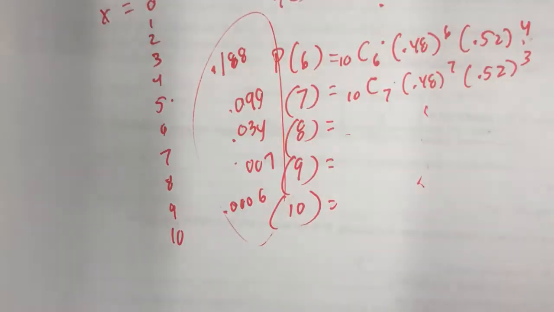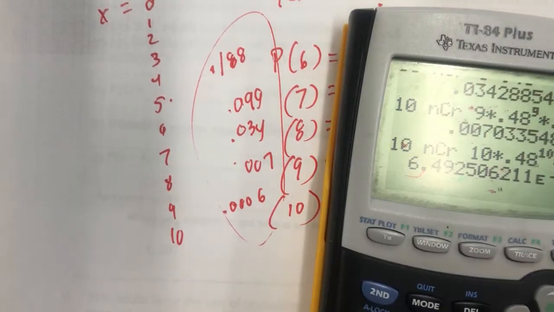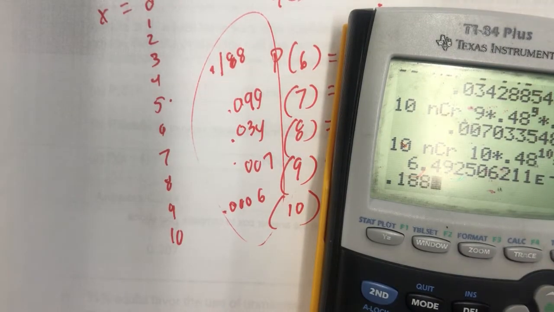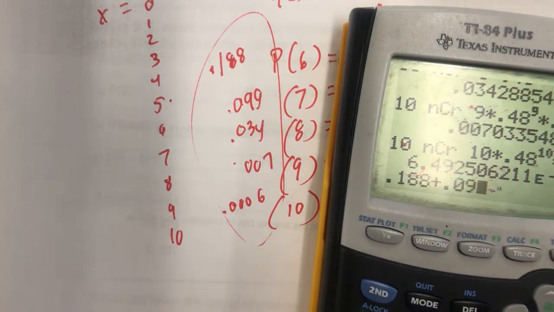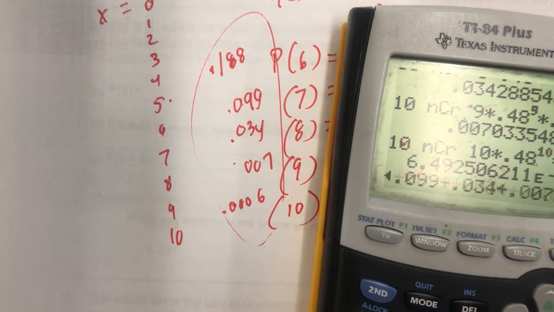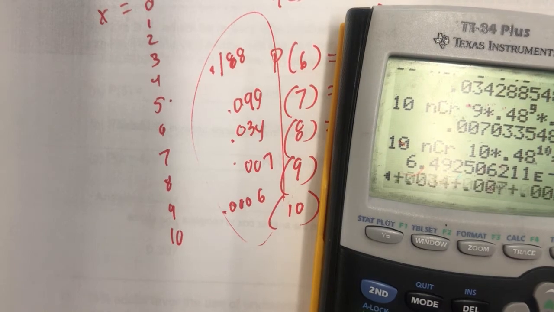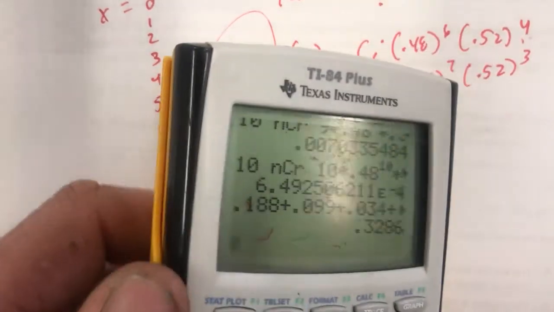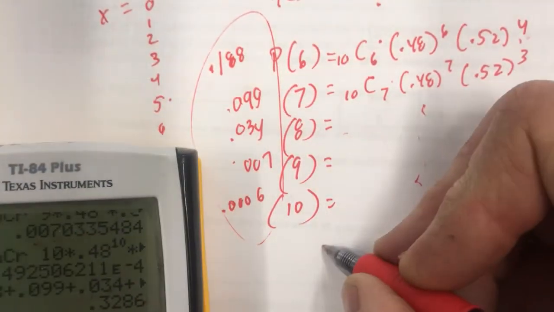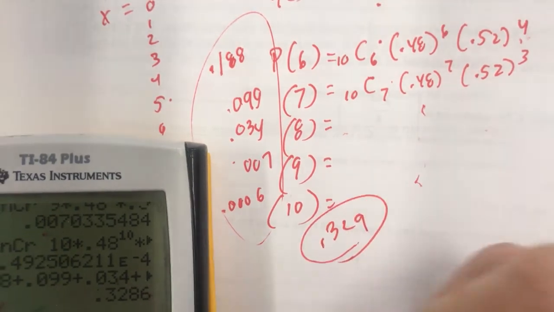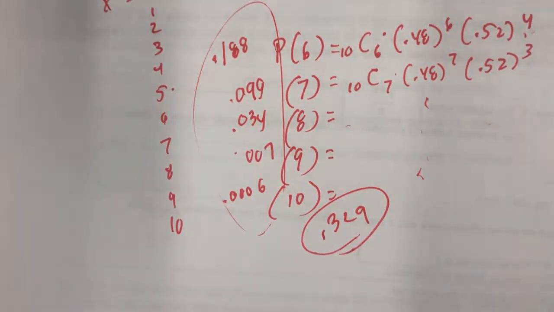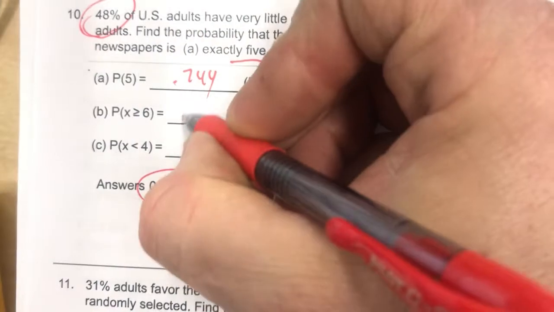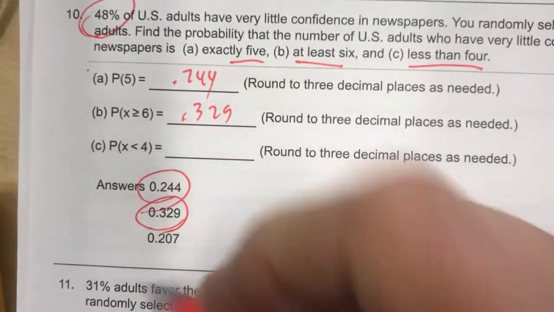I add all them together. So 0.188 plus 0.099 plus 0.034 plus 0.007 plus 0.0006. And I get this here 0.328, which is 0.329, because the 6 makes the 8 go up. And 0.329. And look there, we got it, man. That's right.